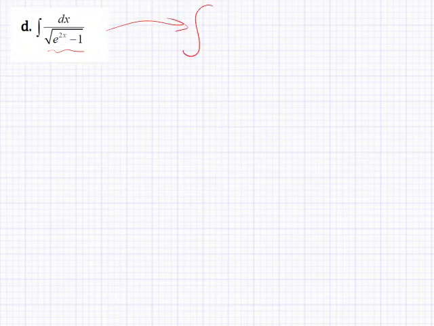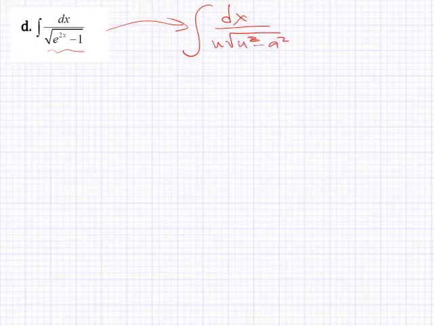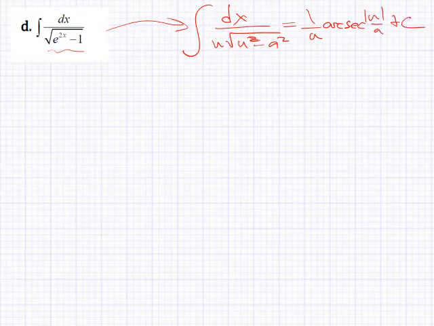So here's an example that gets a little bit harder. So we're looking at this integral, looking at the setup of the square root. Your thought should send you to the integral of dx over u square root of u squared minus a squared, which is your 1 over a arcsecant of the absolute value of u over a plus c. It should send you there. The reason being the order in the subtraction.